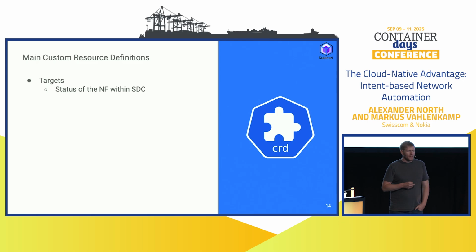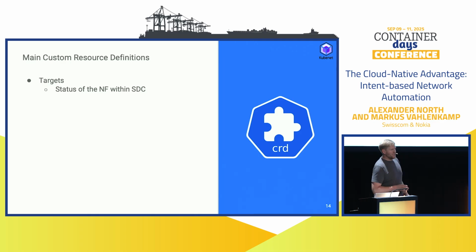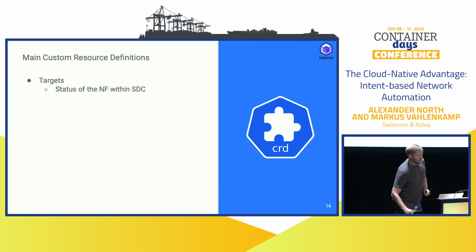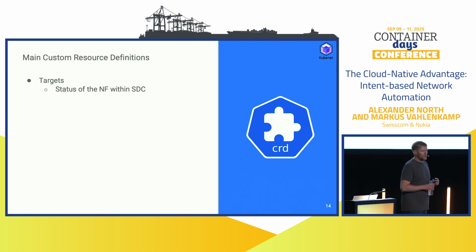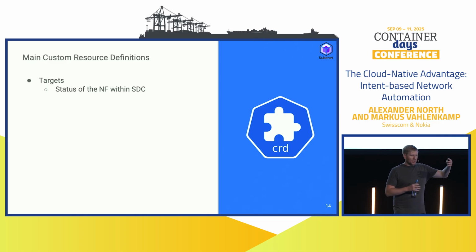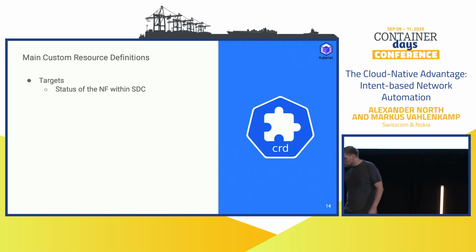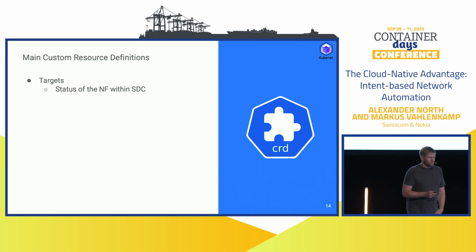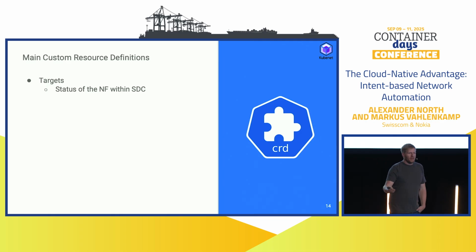So what are the main custom resources that we provide in SDC? First of all, that is targets. Targets is the representation of the network function from SDC lifted up into Kubernetes. So in Kubernetes, you will see that the device is reachable, we can configure it, and so on.